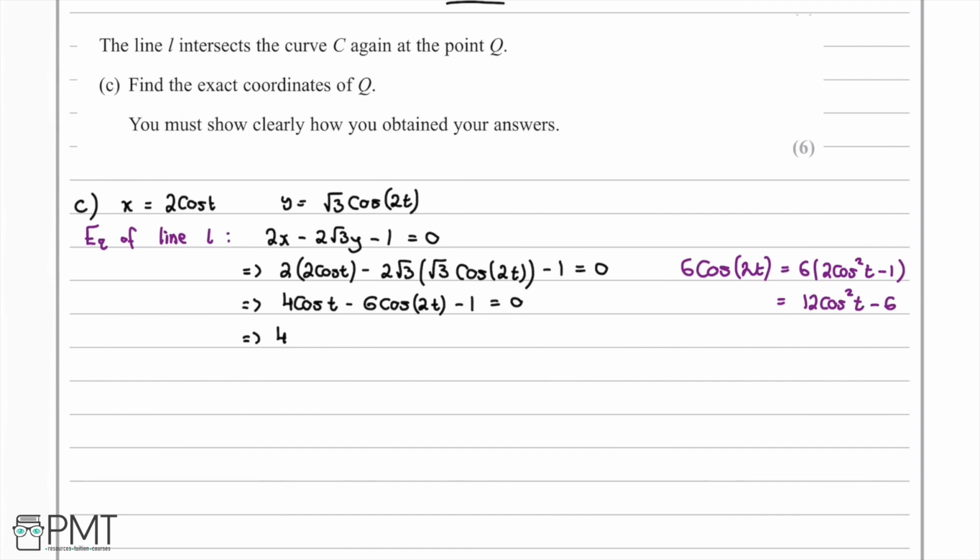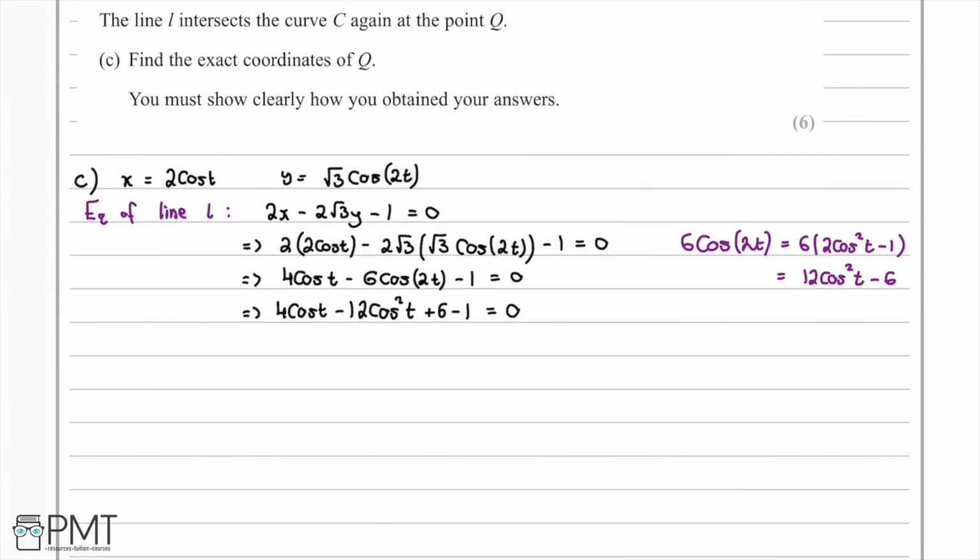So this is going to leave us with 4 cos t minus 12 cos squared t, and then we have this whole term multiplied by negative, so that will then be plus 6 minus 1 is equal to 0. We can see here that plus 6 minus 1 is equal to 5. To make this slightly easier, we multiply everything by minus 1, which leaves us with 12 cos squared t minus 4 cos t, and then we have 6 minus 1, which is 5. Multiplying by minus 1 gives us negative 5, and that's equal to 0.